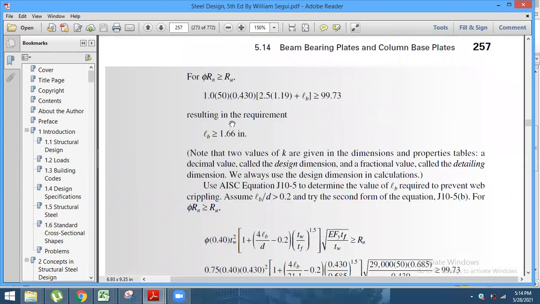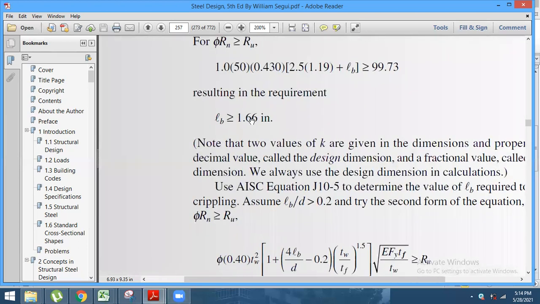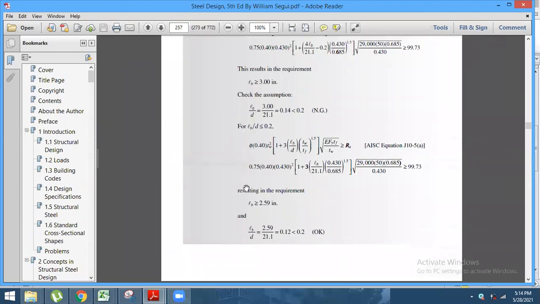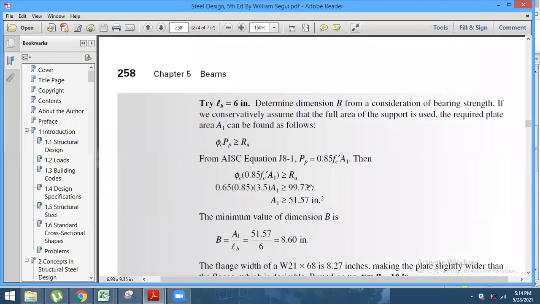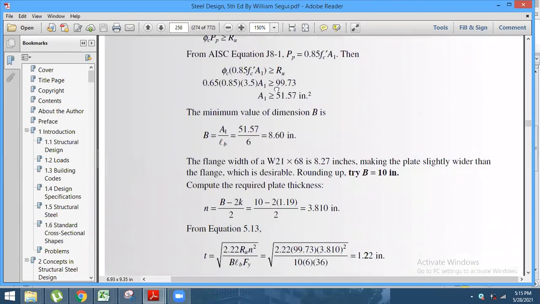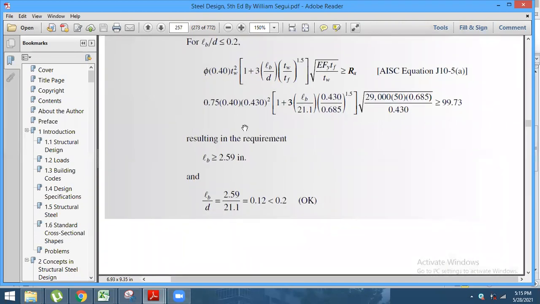So, web yielding naman, it should be greater than or equal to 1.66. So, therefore, kung sino ang mas malaki sa kanilang dalawa, yun yung pipiliin natin. Therefore, LB natin should be 2.59 inches. Okay? Yun. So, that's for the checking ng web crippling tsaka web yielding.